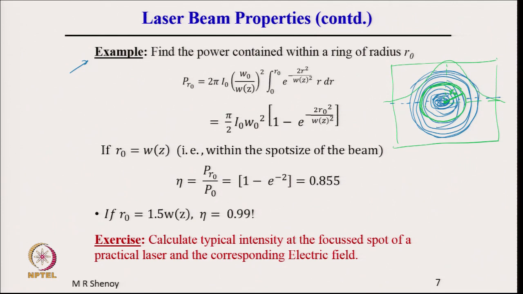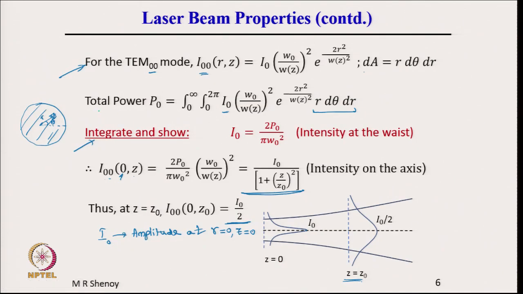The question is, what fraction of power is contained in this disk or in this ring? Within this ring, what is the fractional power which is present? That is designated as P r 0. So, P r 0 is the fractional power. The total power of course is P 0, which we have calculated already. So, after integrating, this is the total power in the beam in a cross section, P 0. We integrated over the entire cross section.